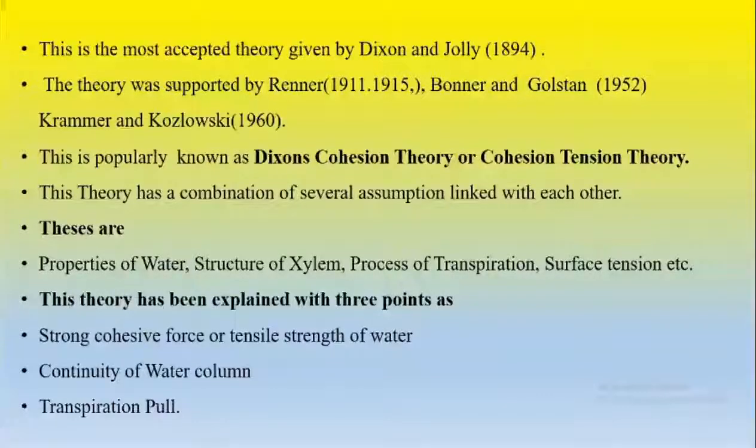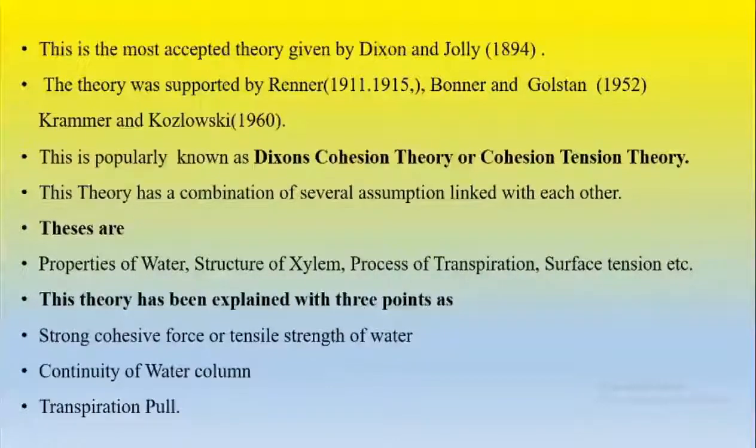The cohesion and transpiration pull theory is the most accepted theory, given by Dixon and Joly in 1894. This theory was supported by Renner 1911-1950, Bonner and Galston 1952, Kramer and Kozlowski 1960. This is popularly known as Dixon's cohesion theory or cohesion tension theory.